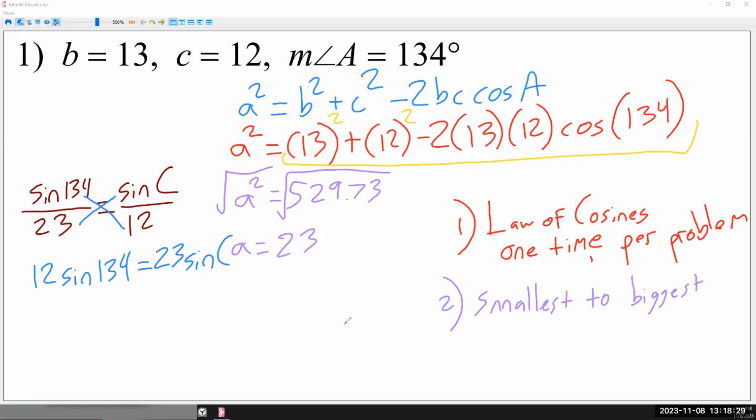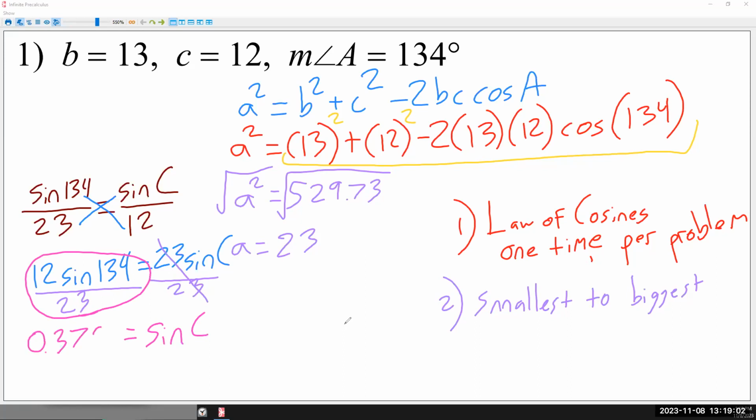All right, what do I do next? Divide by 23. I don't divide by a sine. I can't divide by a sine. That sine of C is one unit. It's not two things multiplied together. So I divide by the 23, and that gives me sine C is equal to that. So I stick all of that into my calculator and get a number. 0.37. Okay. And then, yes, we didn't inverse it.